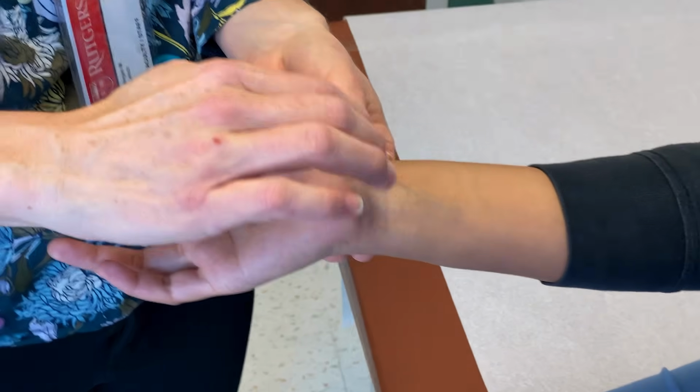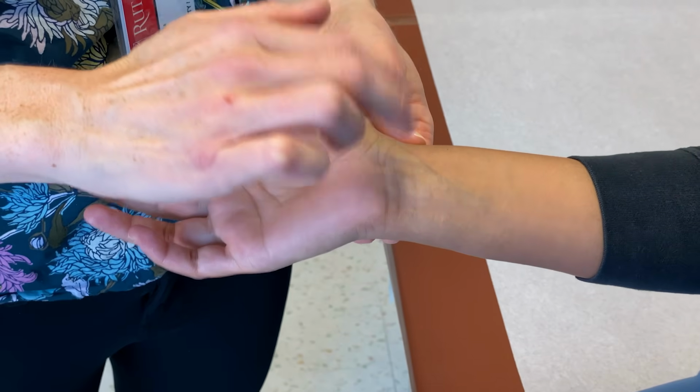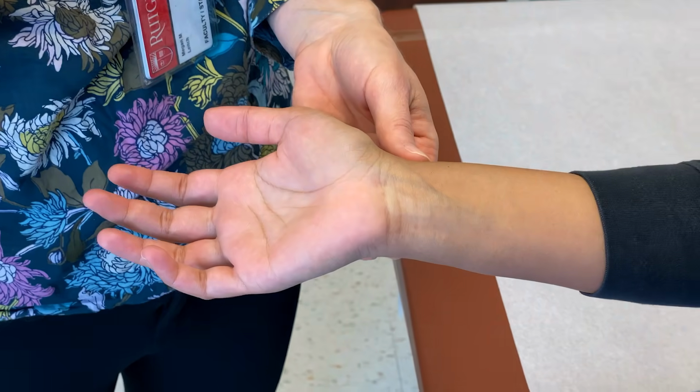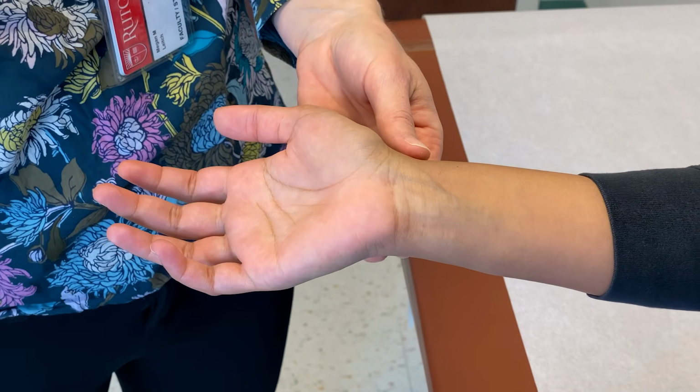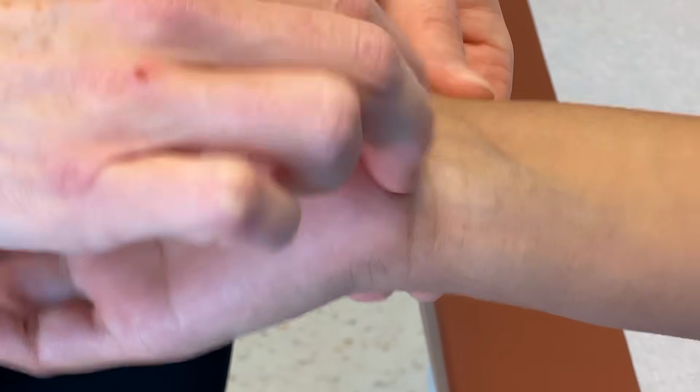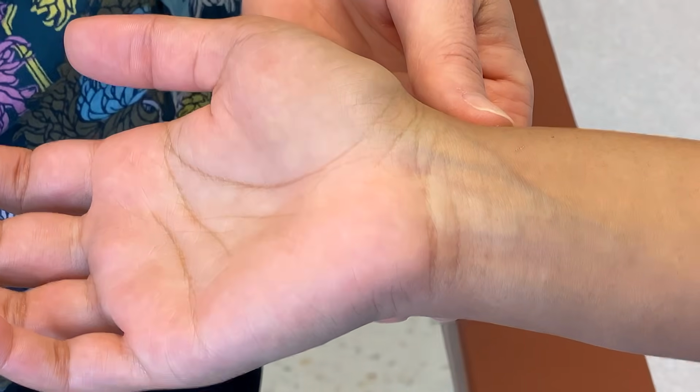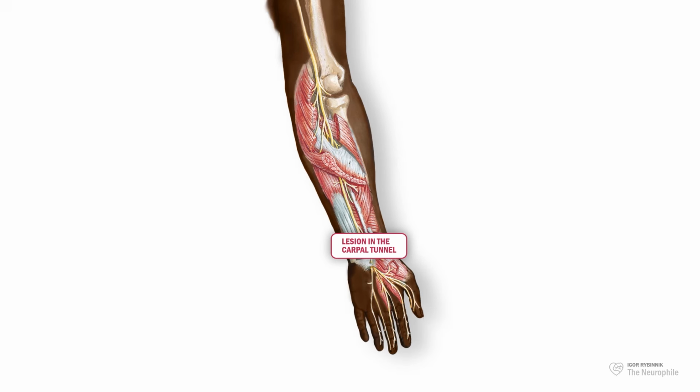Tinel sign involves tapping over the median nerve at the wrist, over the carpal tunnel, to see if it elicits paresthesia in the distribution of the median nerve. Tinel has poor sensitivity, as low as 25%, but is highly specific for carpal tunnel syndrome.